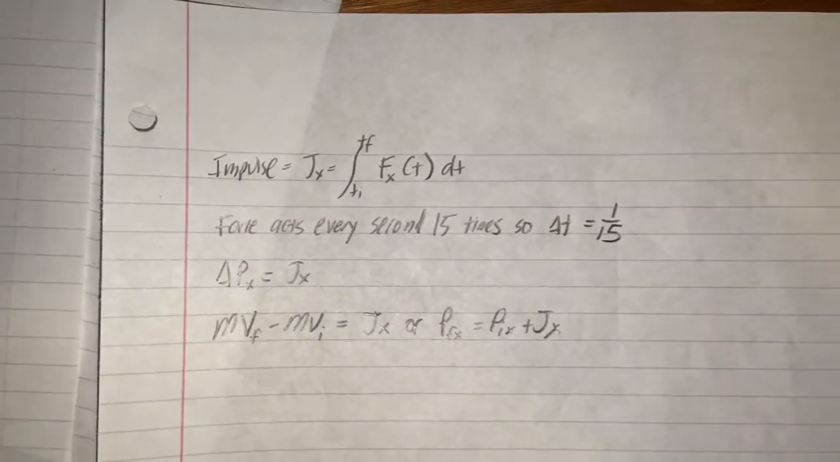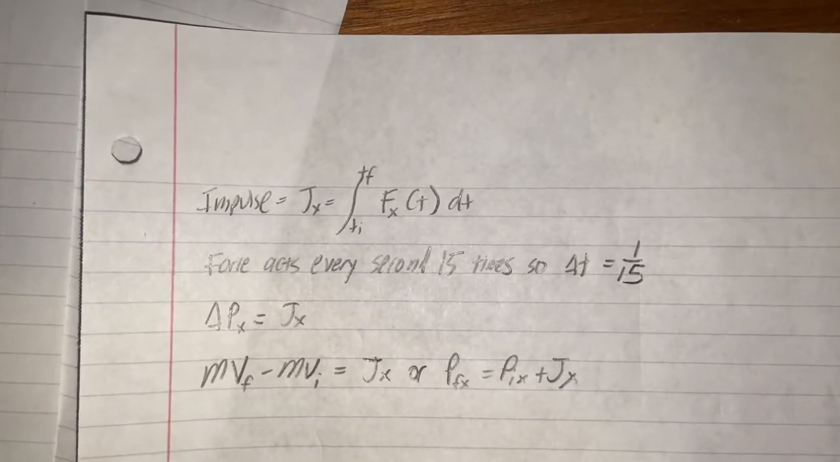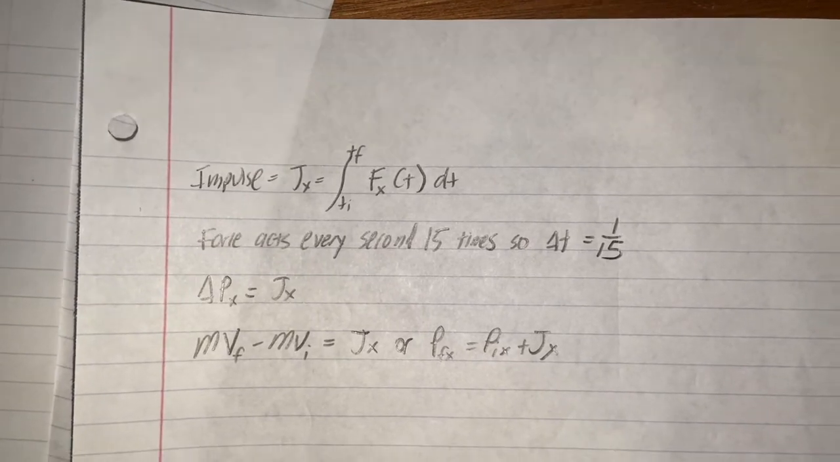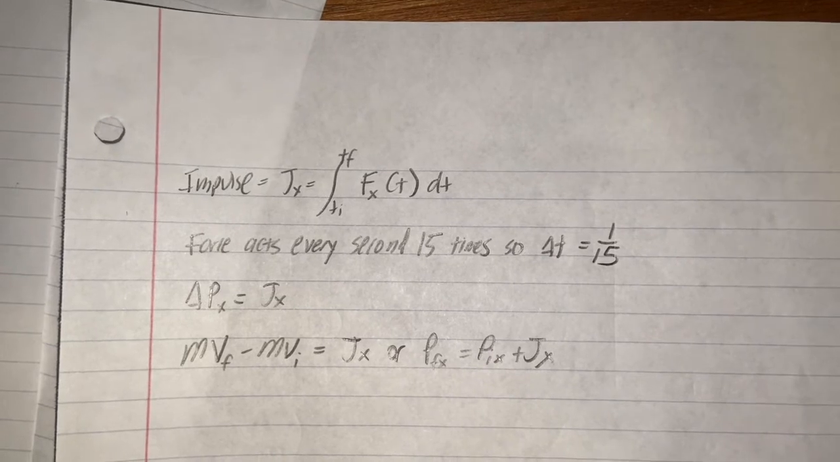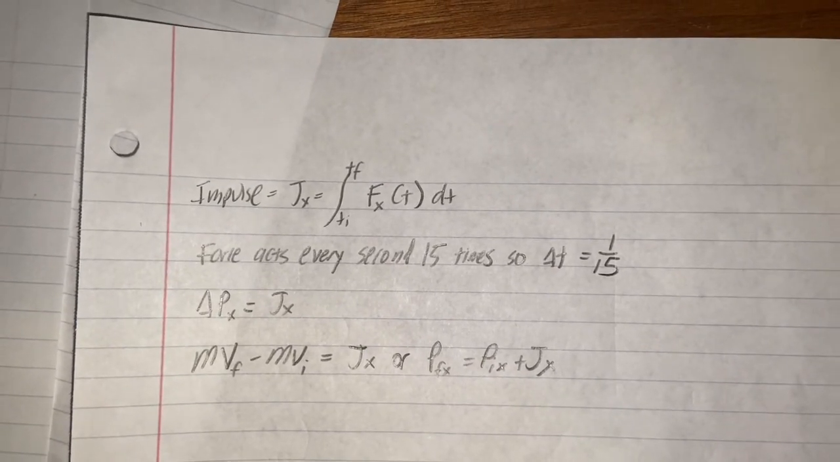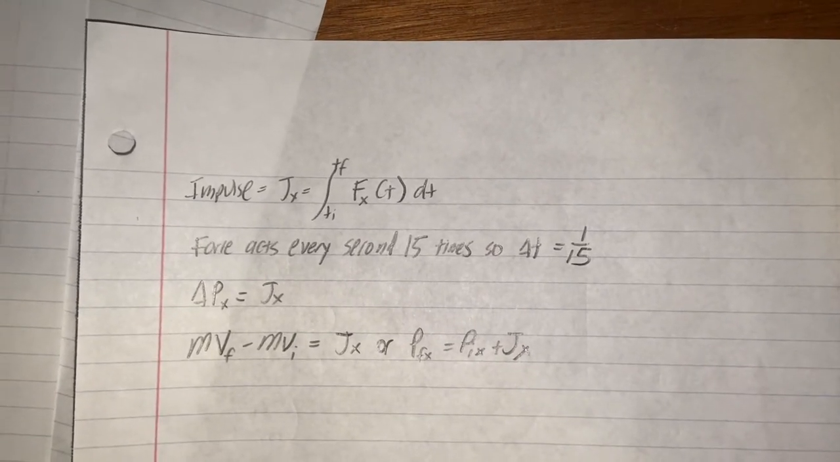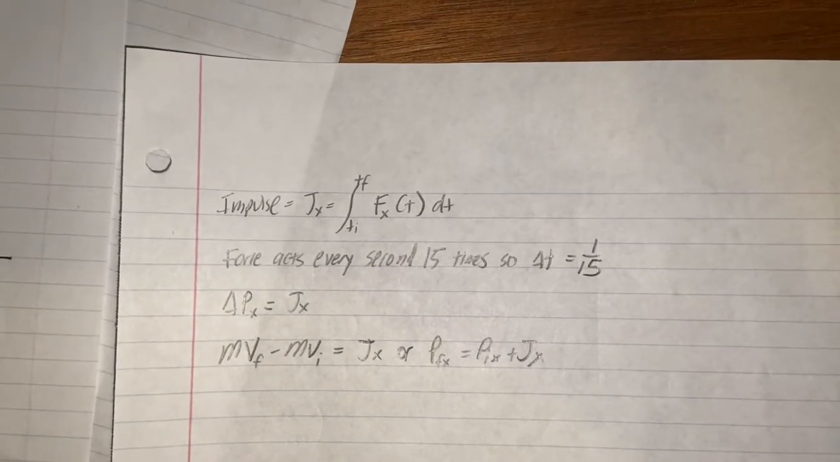And here I had some more steps that I was trying to take, but I couldn't really find anything that worked. I knew, like I said, that the impulse is equal to the integral from the initial time to the final time, but I did not know where to go from there. And so those were the tricky parts that I ran into.